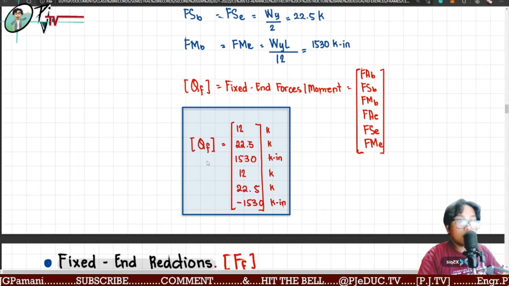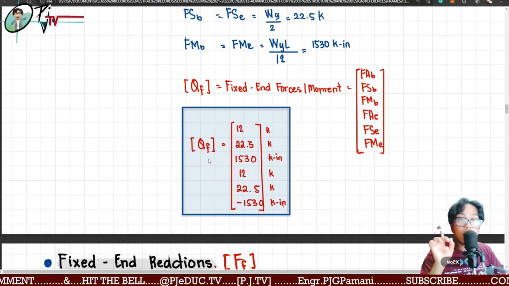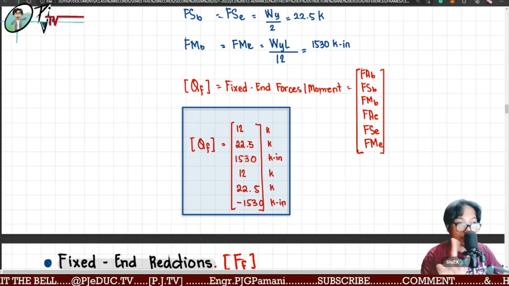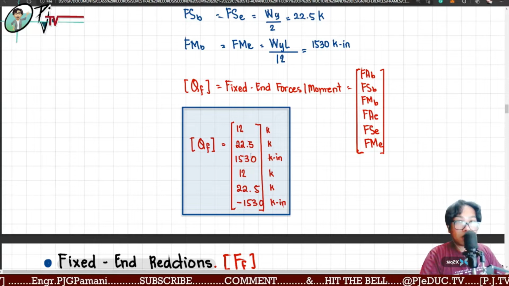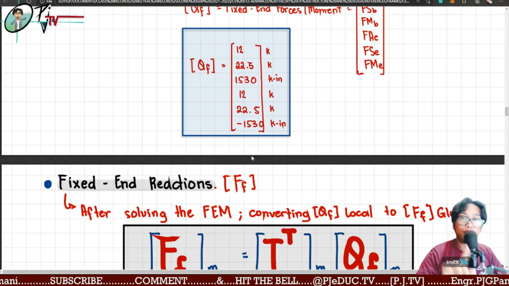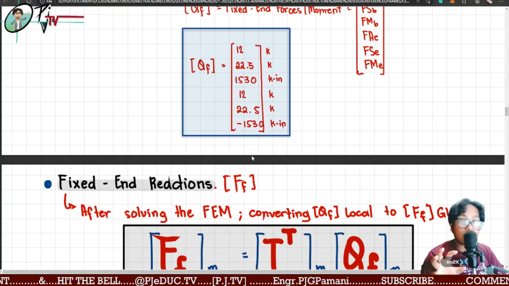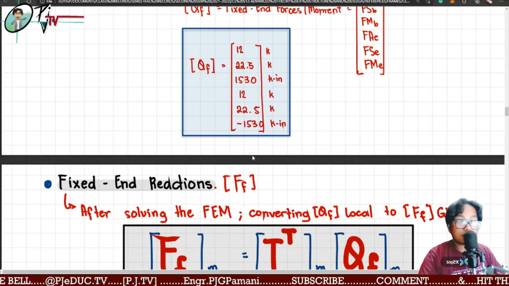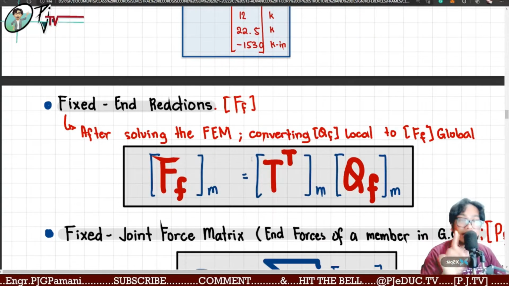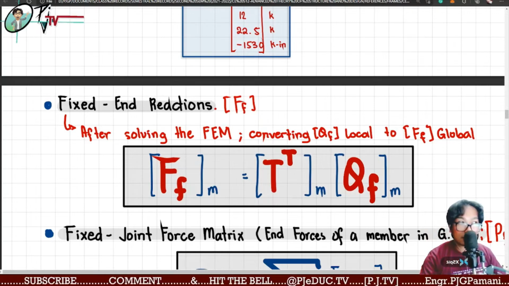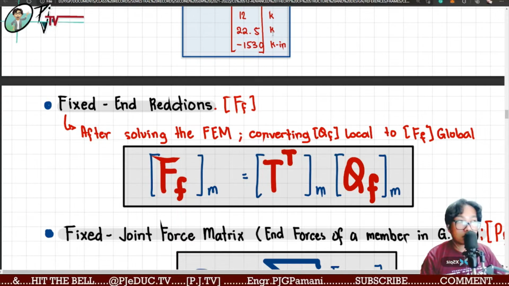So ito yung ating fixed end moment or fixed end forces of a member on its local coordinate system. Again, this is only on its local coordinate system. Okay? After computing the fixed end moments and fixed end forces of a member on its local coordinate system, next is for us to convert that fixed end forces on its global coordinate system. Remember, QF is only on its local coordinate. Convert natin siya into global.